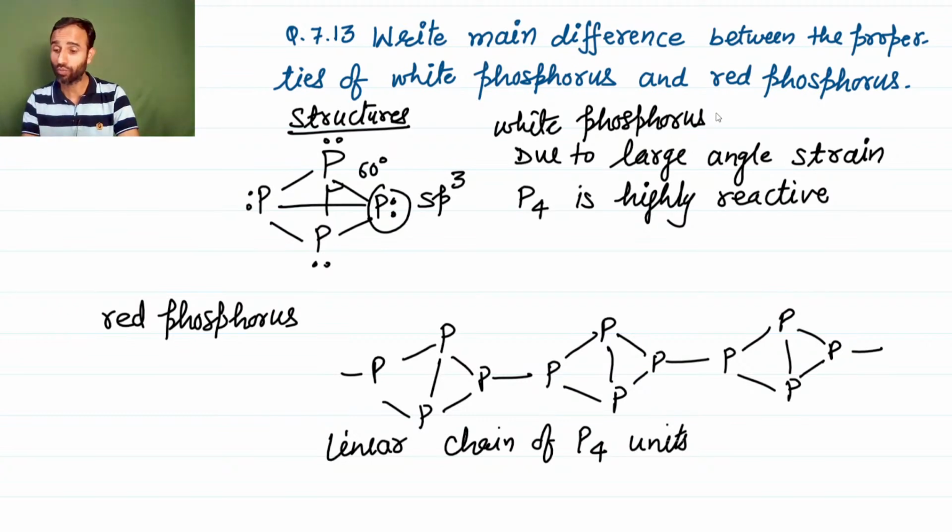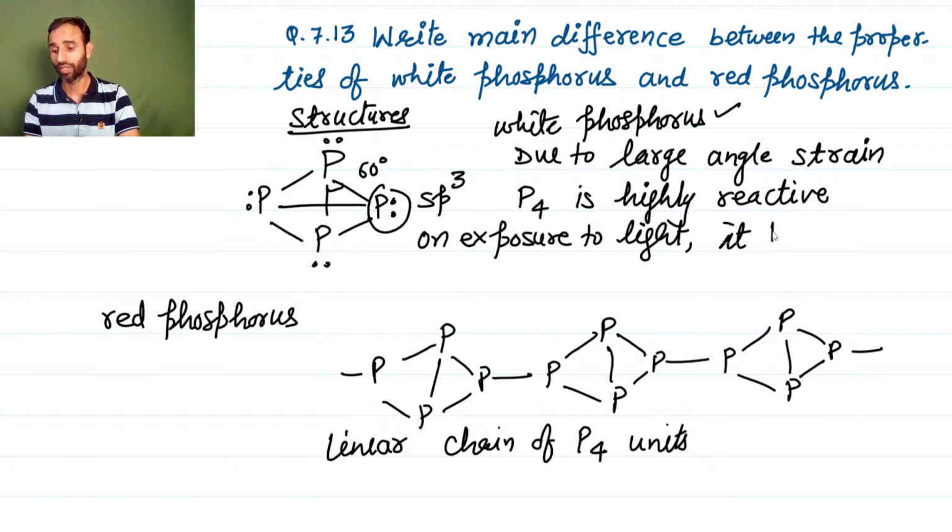Yes, white phosphorus on exposure to light, it turns yellow. That's why it is also called yellow phosphorus.